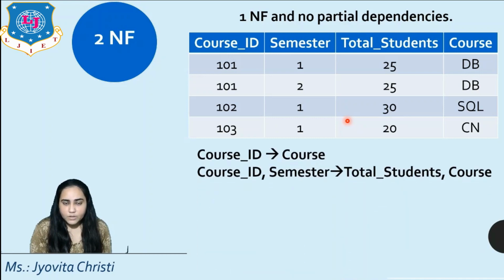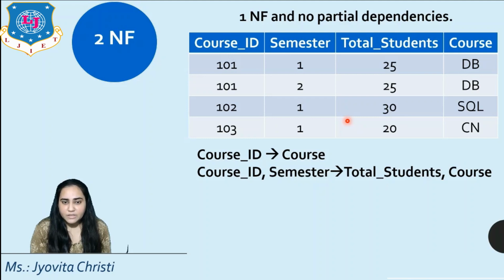So this table contains course ID, semester, total students, and the course. The course ID tells you the IDs of different courses, and semester, of course, gives you the semester in which the course is being taught. And there are total number of students who are taking that particular course. And there's, of course, the name of the course.